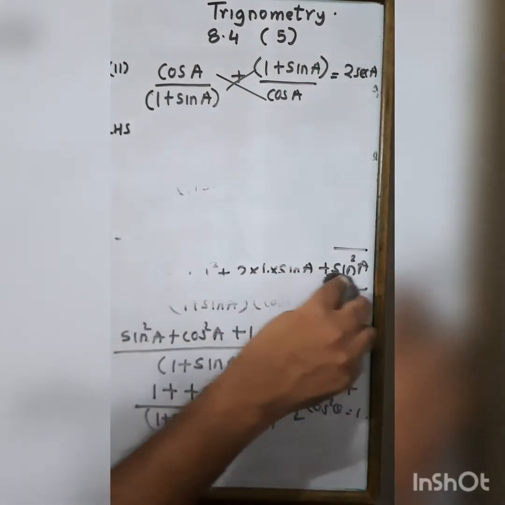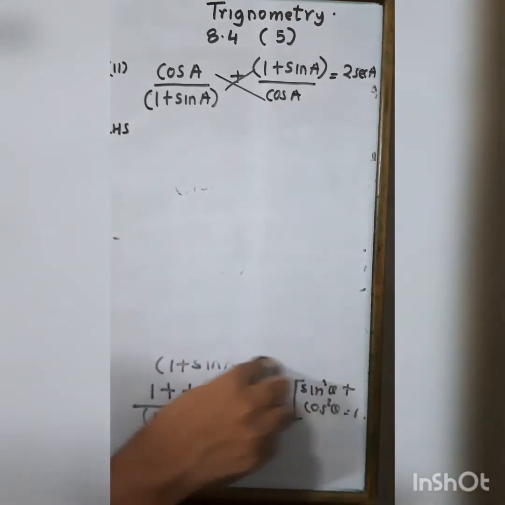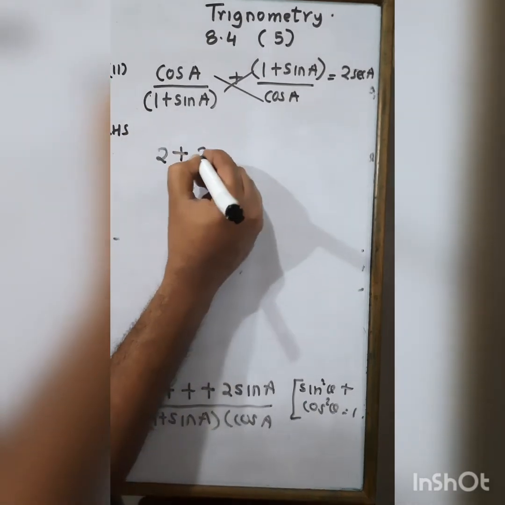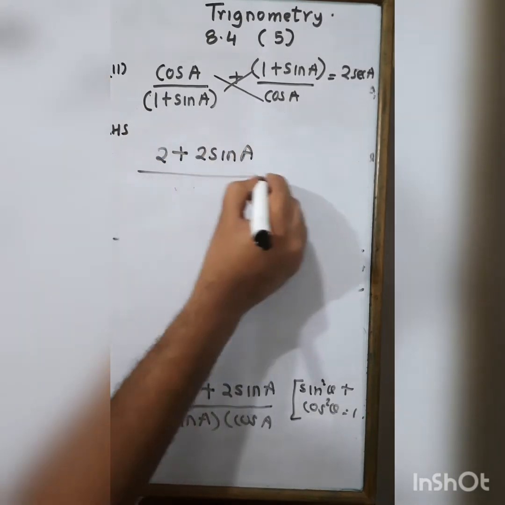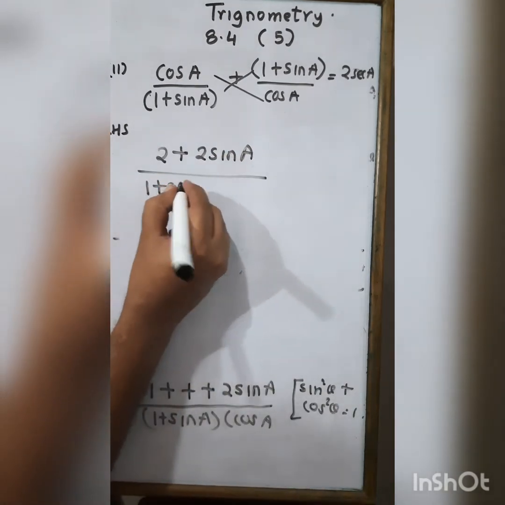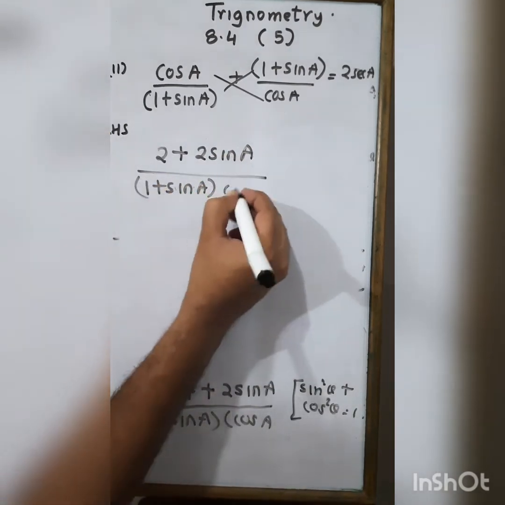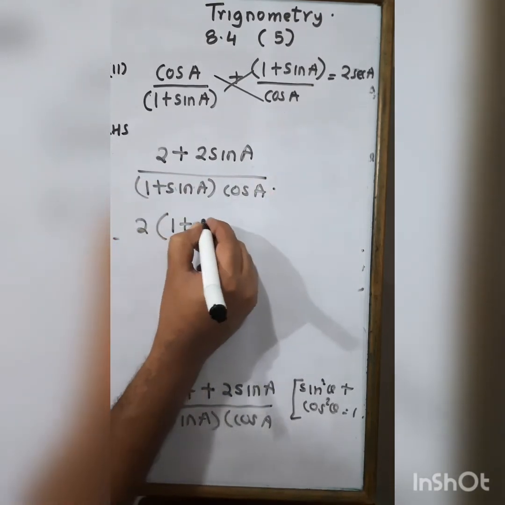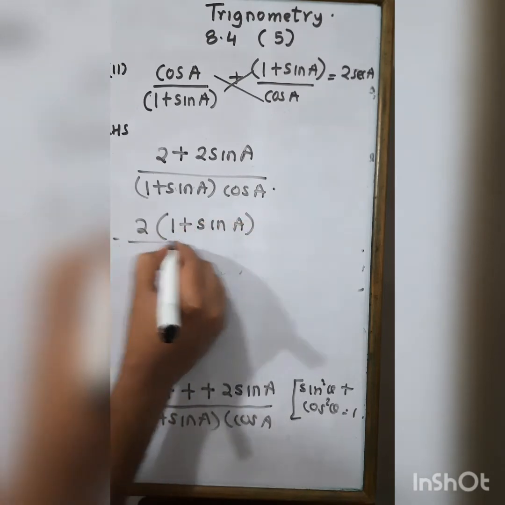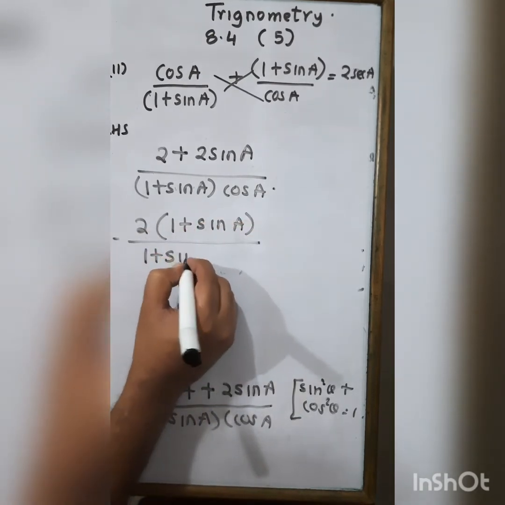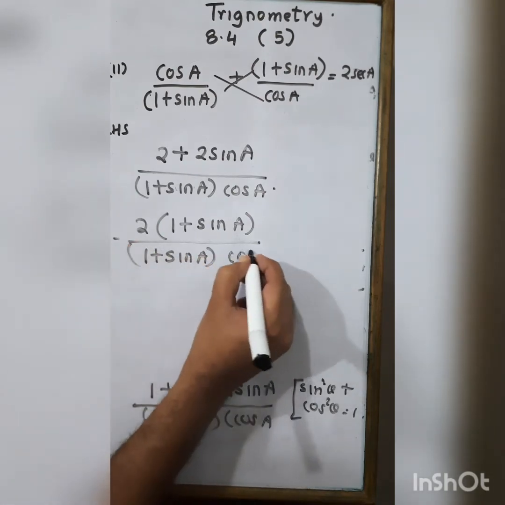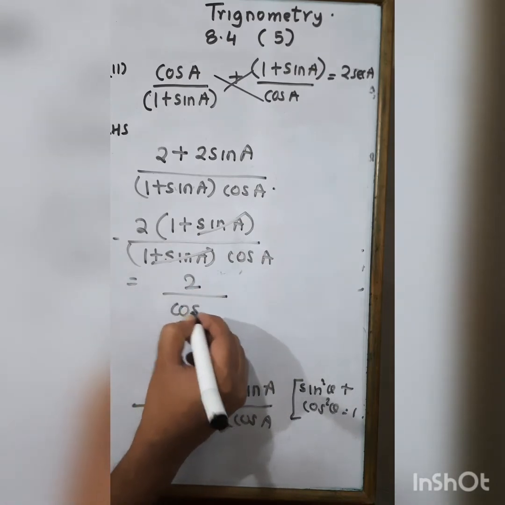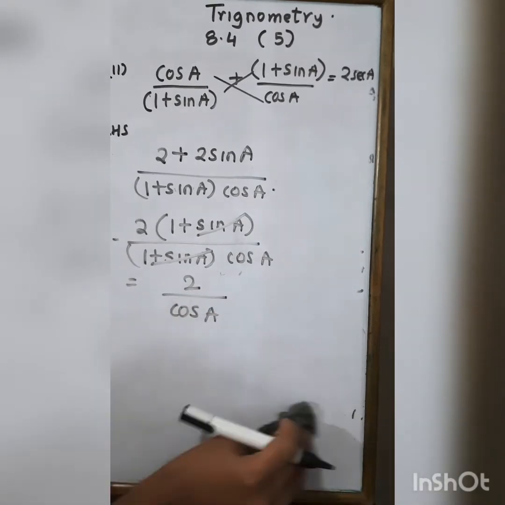Next. So this will become 2 plus 2 sin A divided by 1 plus sin A into cos A. So you take 2 common: 2 into 1 plus sin A divided by 1 plus sin A into cos A. That's cancelled. So this is 2 upon cos A. See, now there are two ways.